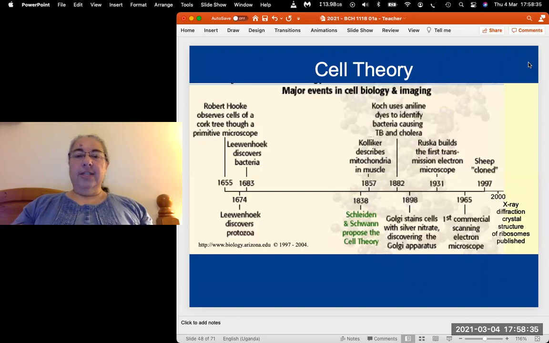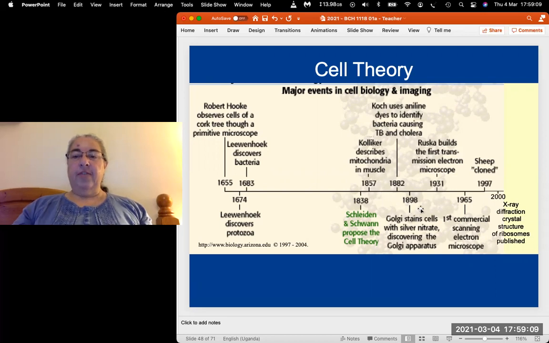Okay, so here is just a timeline putting this information in context. So here is Robert Hooke looking at cork cells through a microscope, his early microscope. Here's Leeuwenhoek discovering bacteria and protozoa. Here is Schleiden and Schwann proposing the cell theory in 1838. And from this point, we started making discoveries very, very quickly.